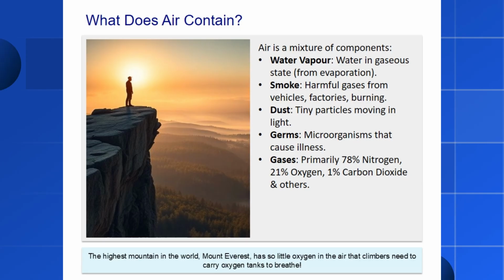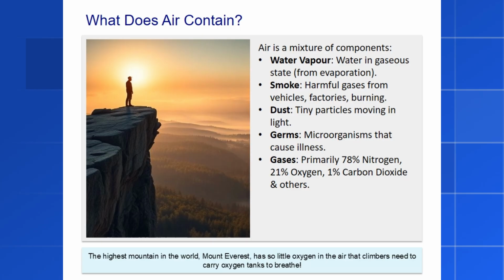Air also contains smoke, which comes from vehicles, factories, and burning things like crackers or garbage. This smoke releases harmful gases. We can also find dust in the air. If you look at a sunbeam in a dark room, you can often see tiny dust particles moving. Lastly, air contains germs, which are very small living things that can make us sick. These germs can spread when someone coughs or sneezes, so it's important to cover your mouth.